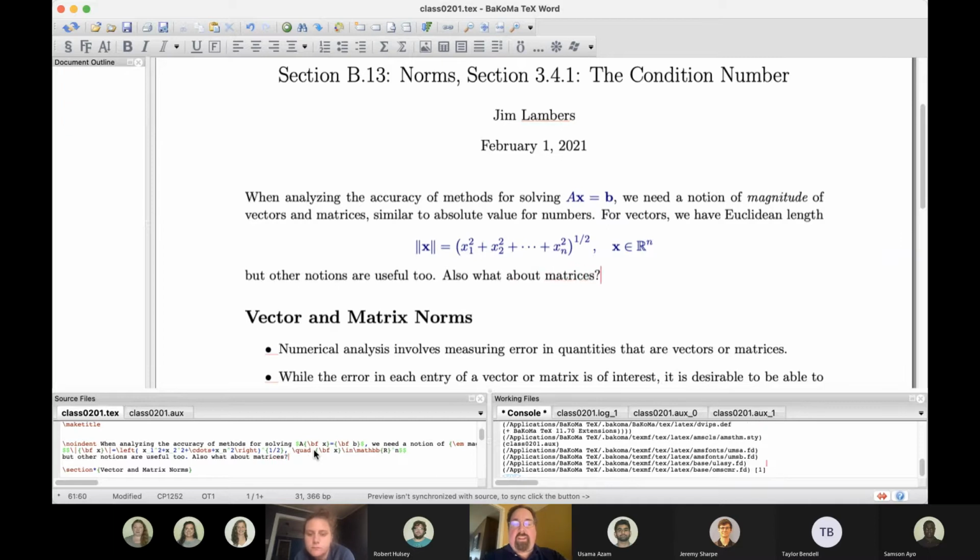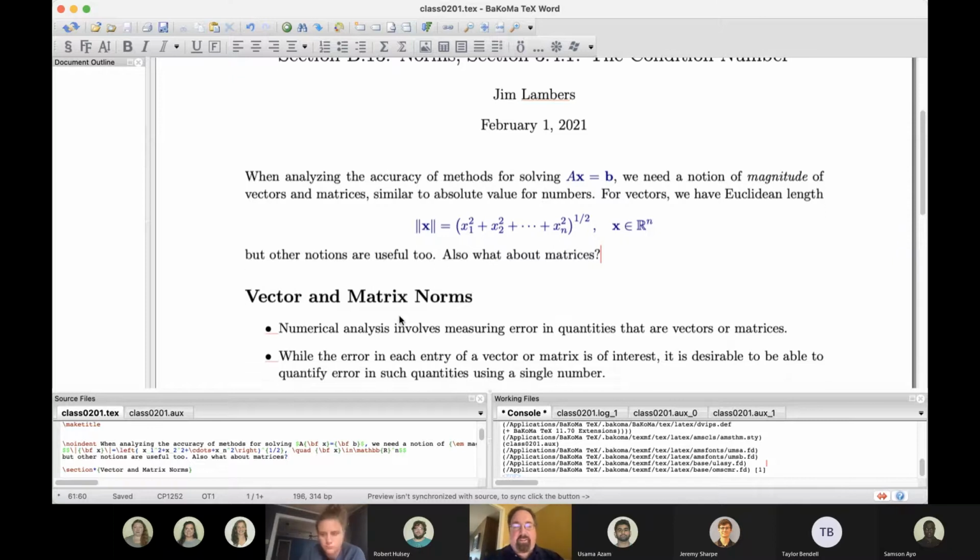Now, there is a natural choice for matrices, where it's just applied to all the entries of a matrix. You're taking a square root of sum of squares of all the entries of a matrix. And that is one that we'll see. But again, there are other ones that are useful too. So we're going to talk about notions of magnitude or norms for both vectors and matrices.